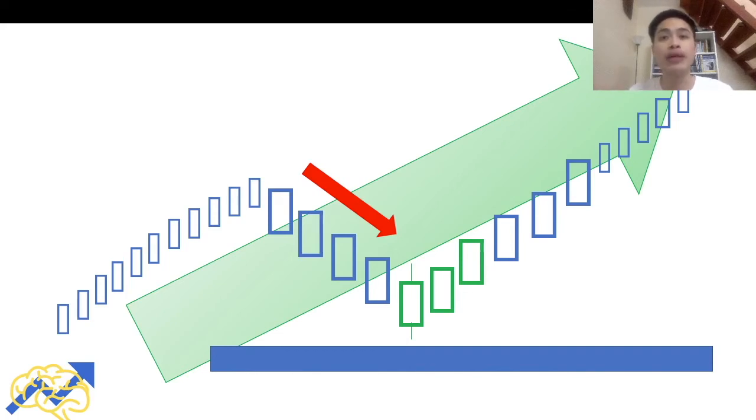So those are the two ways that we can use the three white soldier pattern. Let's take a look at our price charts and see how they work in real life.